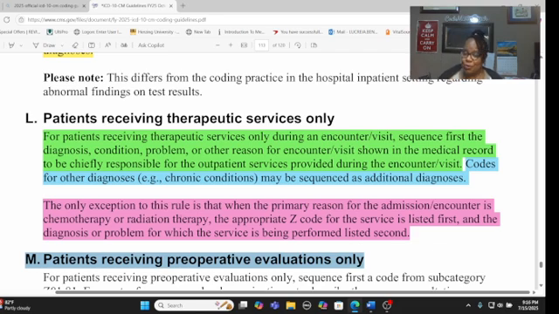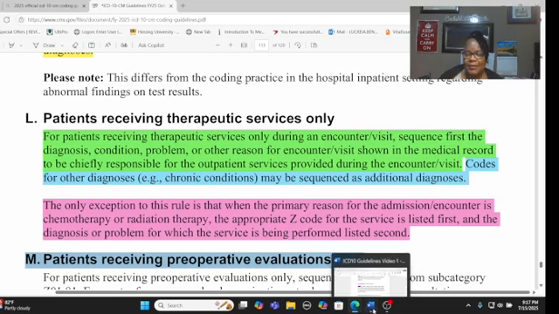Now that can be tricky, but again, when the patient has these malignancies, these cancers, or they're coming in for chemo or radiation, then the chemo or radiation is the reason for the visit, so that Z code for chemo or radiation becomes your first listed diagnoses, and then use an additional diagnosis for the reason or the problem that the chemo or radiation is treating.